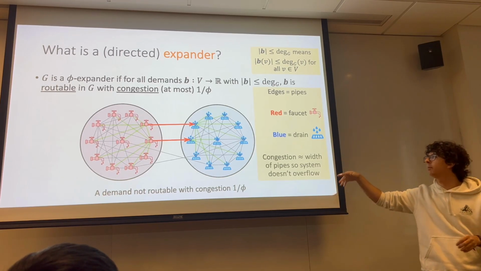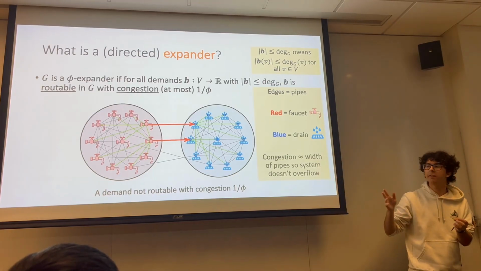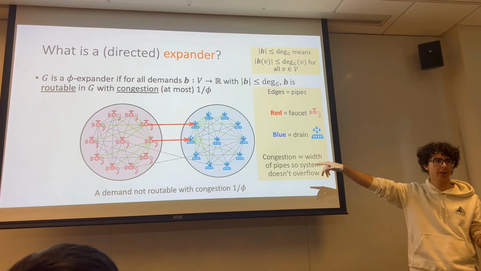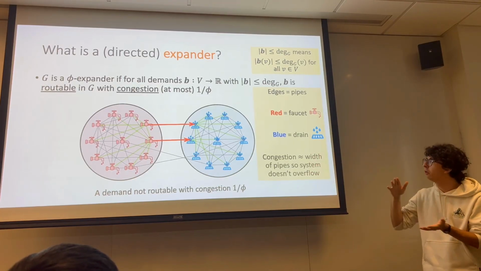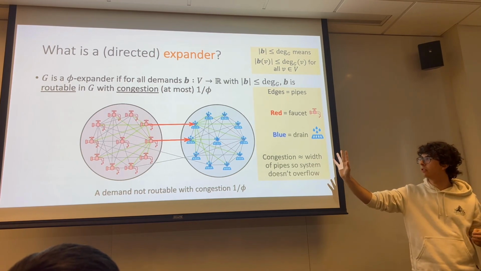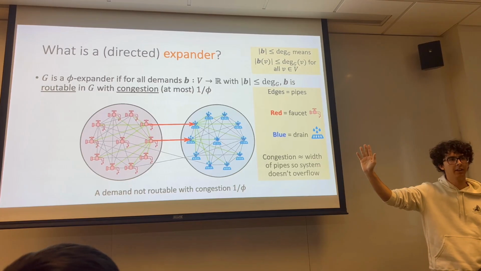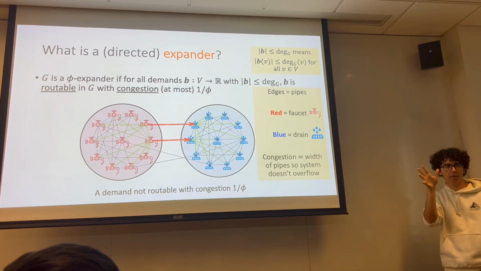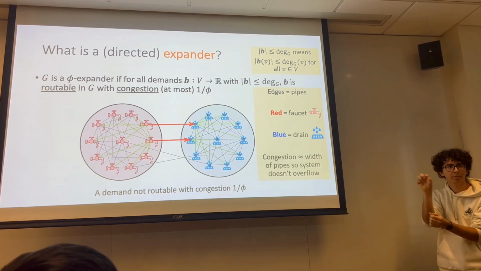Okay, so for this example, I didn't explicitly state capacities, but if you imagine that the capacities of the edges crossing the cut are small, so it's low capacity relative to the total amount of demand on the faucet side, then there's a lot of water that's trying to go through, but these pipes are small.